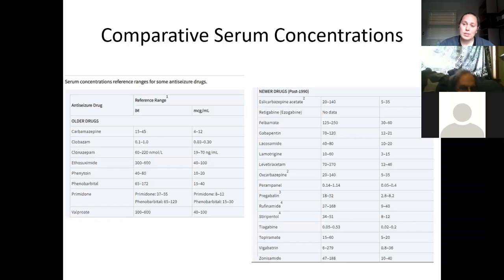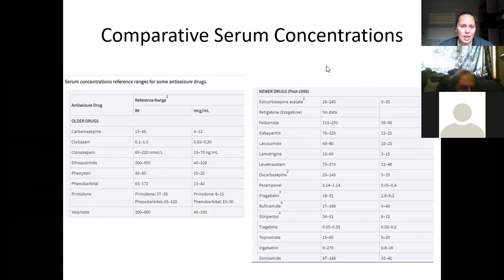This particular table was included, I think, in Goodman and Gilman, giving you some comparative serum concentrations across these different drugs. What is nice about these tables is that it breaks out some of the more classical drugs and then some of the newer drugs. It's even broken out into timelines, where you can see some of the older drugs present here, as well as some of the newer drugs annotated as being post 1990.